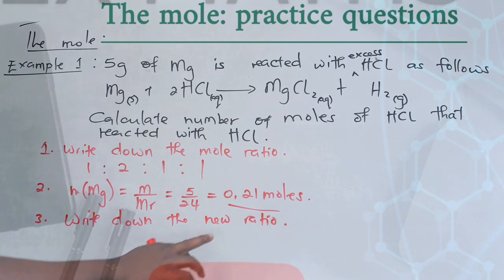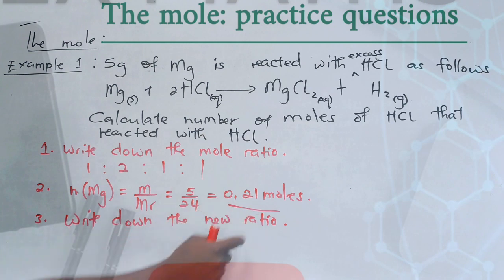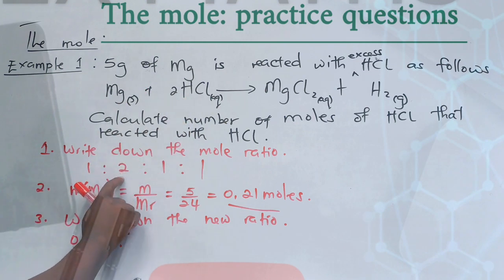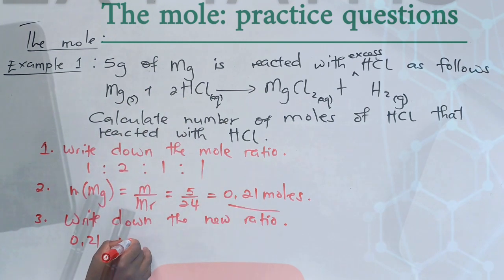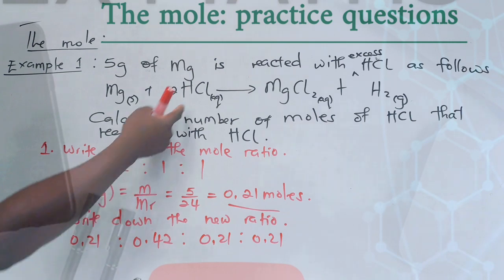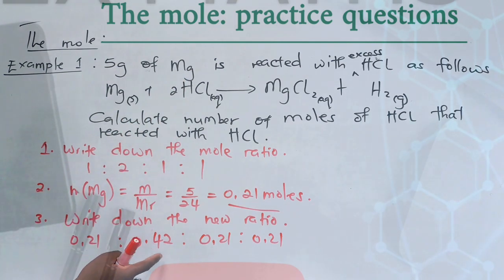So for the new ratio, we multiply each number with the number of moles. In this case, 1 times 0.21 gets 0.21. So this is the number of moles of magnesium. Then for hydrochloric acid, it's 2 times 0.21, we get 0.42. As to 0.21 is to 0.21. So from the analysis, you can see these two are the number of moles for hydrochloric acid, which is these ones. These are the number of moles that have reacted.